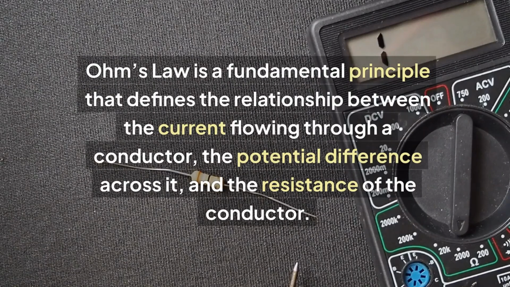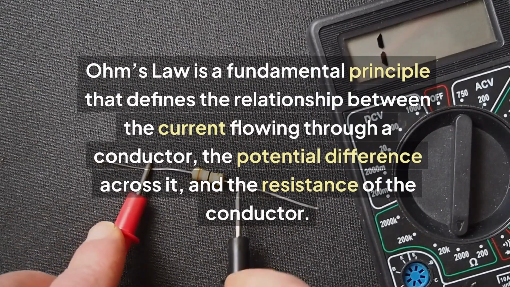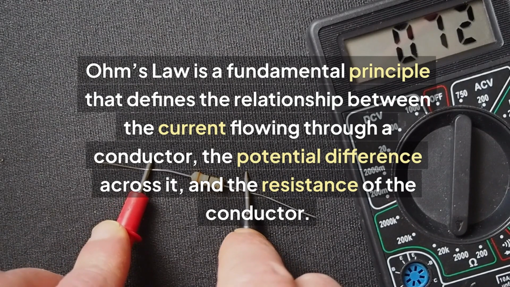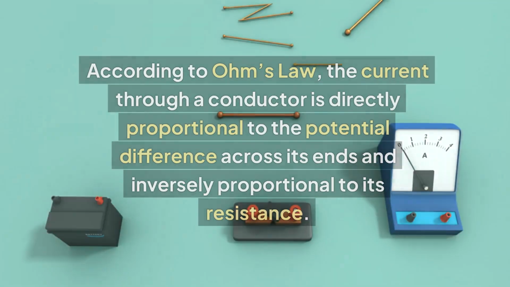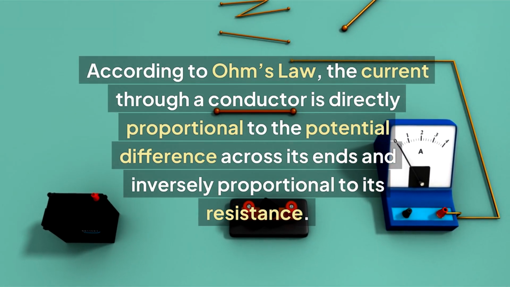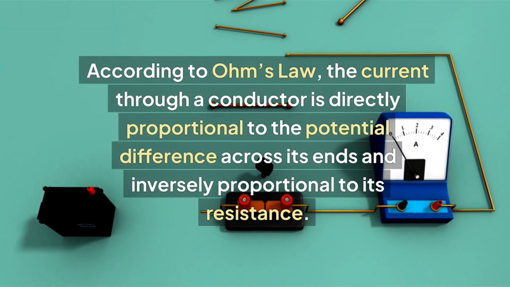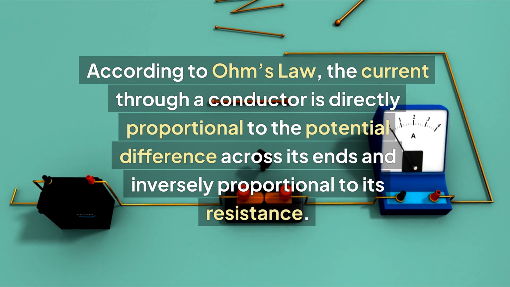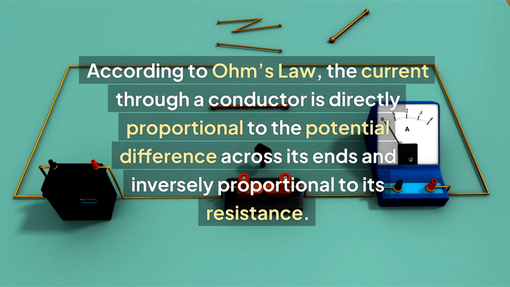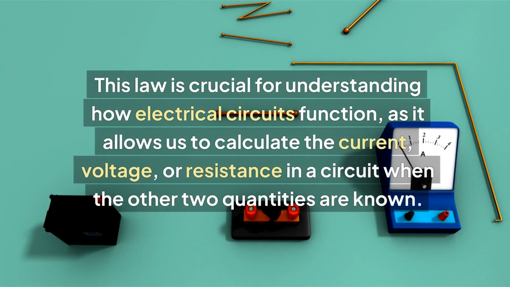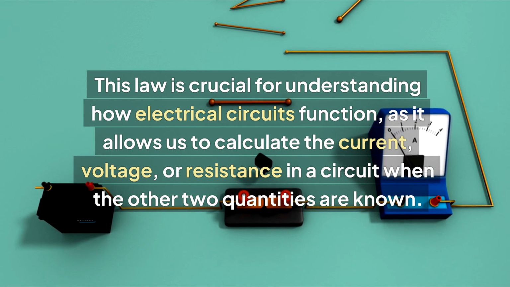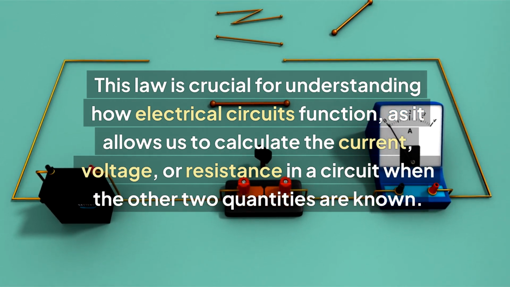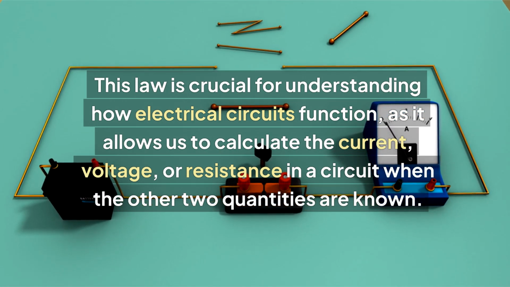Ohm's law is a fundamental principle that defines the relationship between the current flowing through a conductor, the potential difference across it, and the resistance of the conductor. According to Ohm's law, the current through a conductor is directly proportional to the potential difference across its ends, and inversely proportional to its resistance. This law is crucial for understanding how electrical circuits function, as it allows us to calculate the current, voltage, or resistance in a circuit when the other two quantities are known.